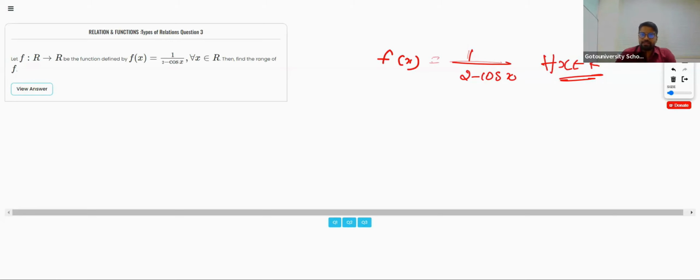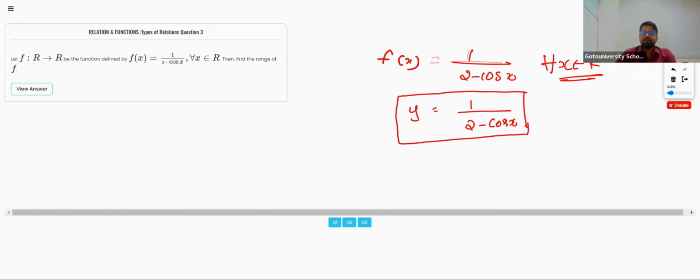So let us take this as y. I need to know what values y can take. The values y can take depend upon what x can take, what cos x can take. What are the values cos x can take? The highest value cos x can take is +1, and the lowest value is -1. We know the range of the cos function is -1 to +1.